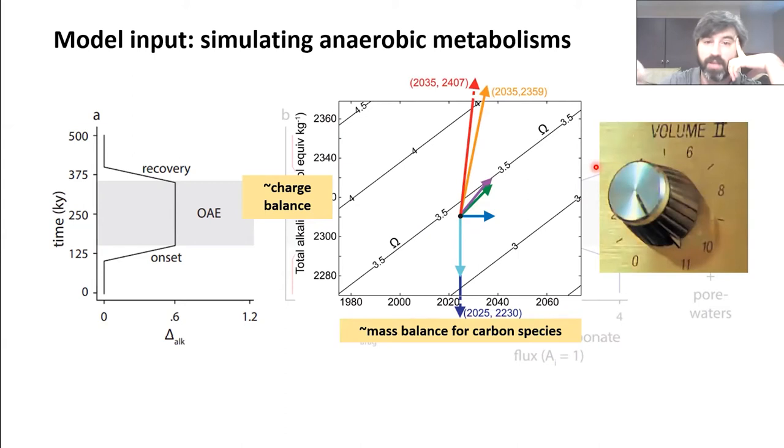The way we're going to set this up is to let this model run at steady state. The starting value of this capital Greek delta represents an ocean that's full of oxygen, where almost all organic matter is being respired with oxygen as the primary electron acceptor. That implies a certain pathway and a certain ratio between mass and charge balance contributed when I respire that organic matter. Then I'm going to simulate an ocean anoxic event by turning that knob and representing a mixture of oxygen and another process like sulfate reduction.